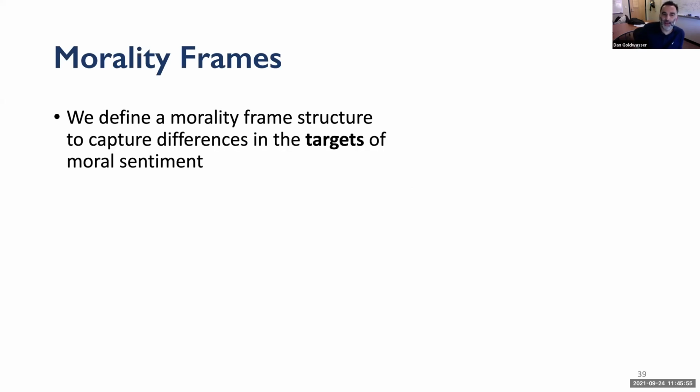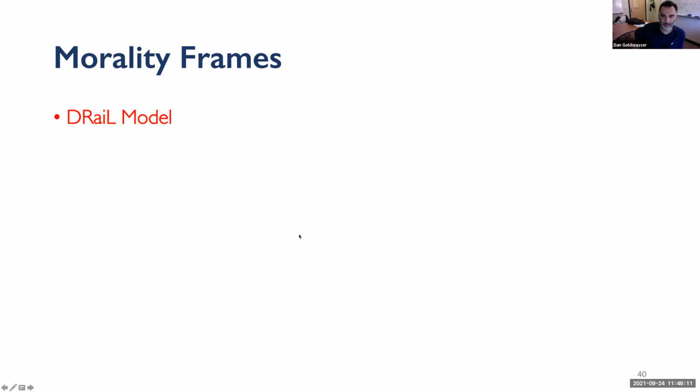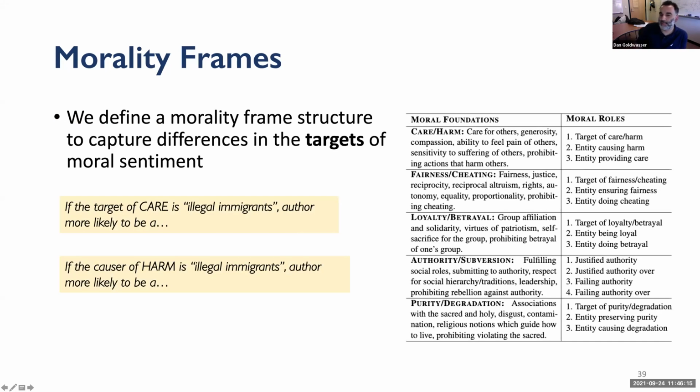In order to do that, we define a frame structure. Frame here is used differently than I've used it before, as a semantic frame that captures the differences in the targets of moral sentiment. We're going to treat each moral foundation as indicative of a frame being activated or invoked in the text. Then we identify roles specific to each moral frame. In the context of care, I have the entity that's caring, an entity that's harming, and an entity that is deserving of care or should be cared for. In the case of fairness, I have the target of fairness, the entity ensuring that fairness is maintained, and an entity that is trying to treat people unfairly.